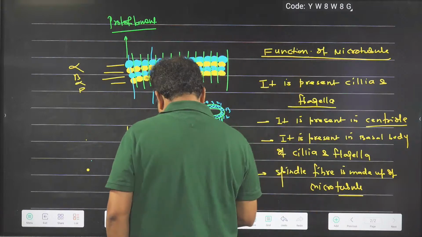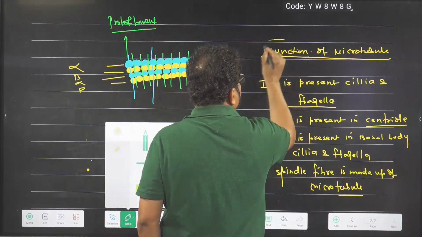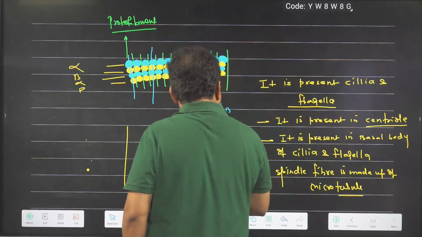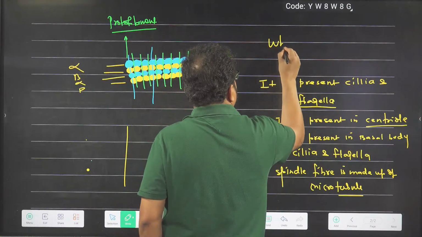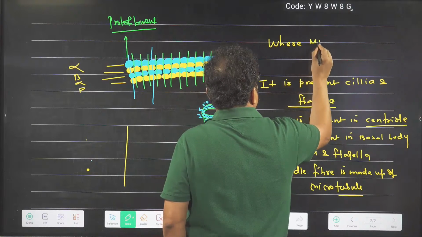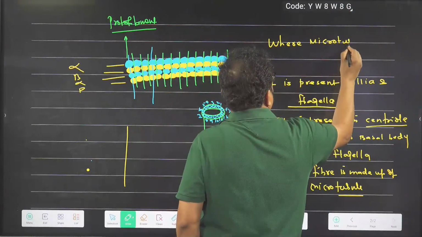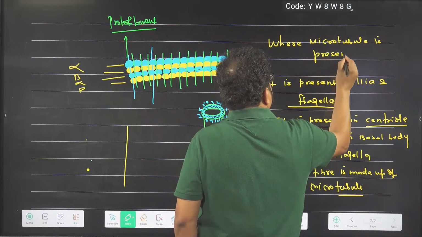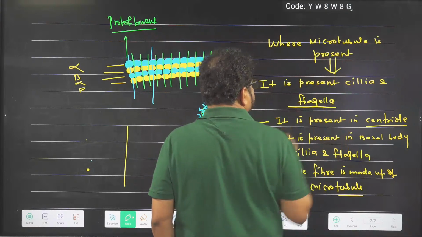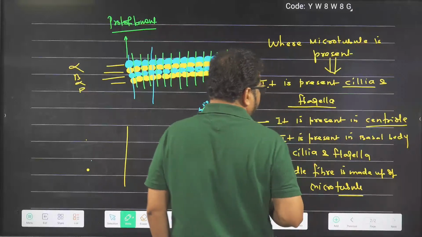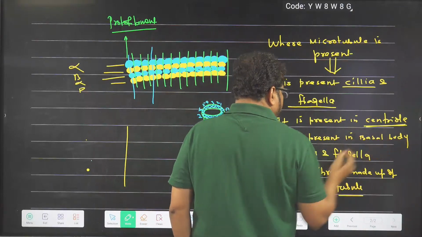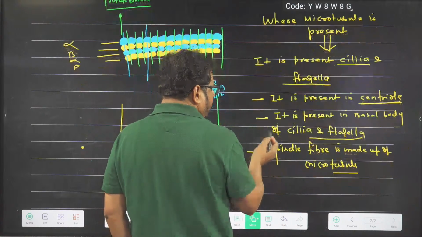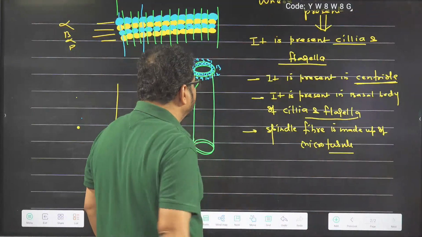And rather than function, I am just writing where it is present. So you will get a better picture. Where microtubule is present. So these are the locations where microtubule is present. It is present in cilia and flagella. It is present in centriole. It is forming the basal body of cilia and flagella. It forms the spindle fiber. Spindle fiber is also made up of microtubule.